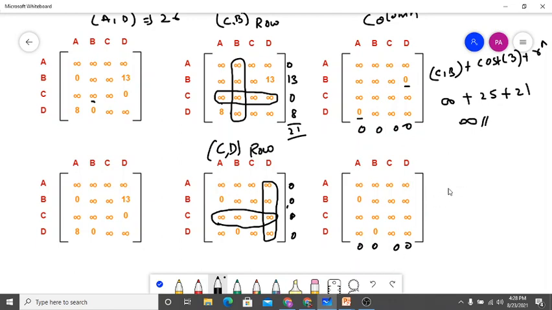So what is the cost reduction for this? C comma D plus cost of 3 plus current matrix reduction. What is C comma D? C comma D as per this is 0 plus cost 3, means the cost we got is 25, plus the current matrix is 0. So here it is 25.